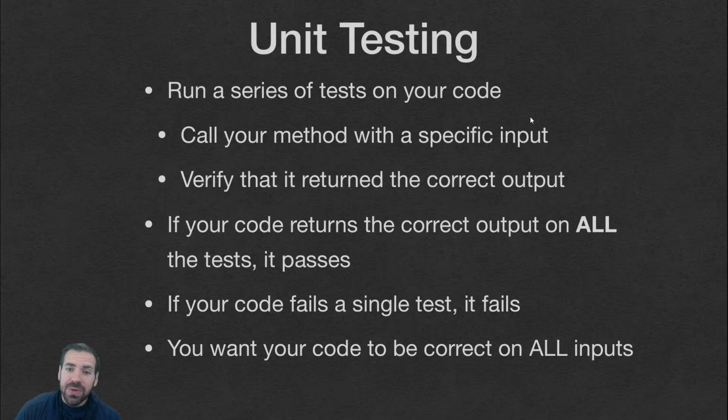Okay, so what we want to do is something called unit testing. We want to write a series of tests that are going to test our code in an automated way. We want to be able to hit one button and run every single test that we wrote in a matter of milliseconds. When we write these tests, we're going to write specific test cases or test inputs. We're going to call our methods on these inputs and check, or assert, as we're going to see, that the method returned the correct output. That's what we want to check.